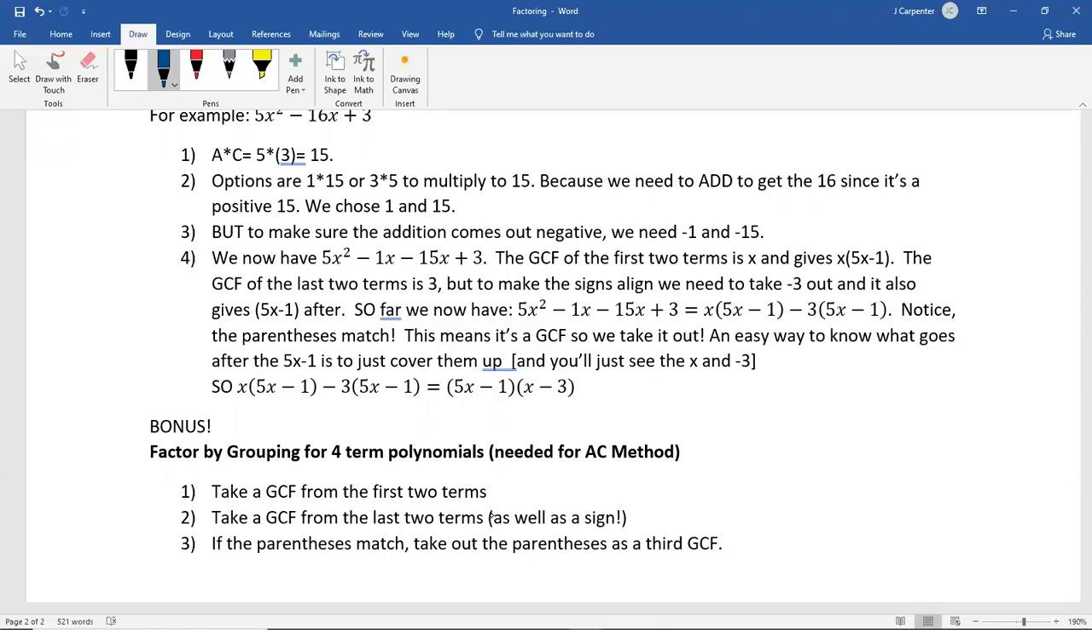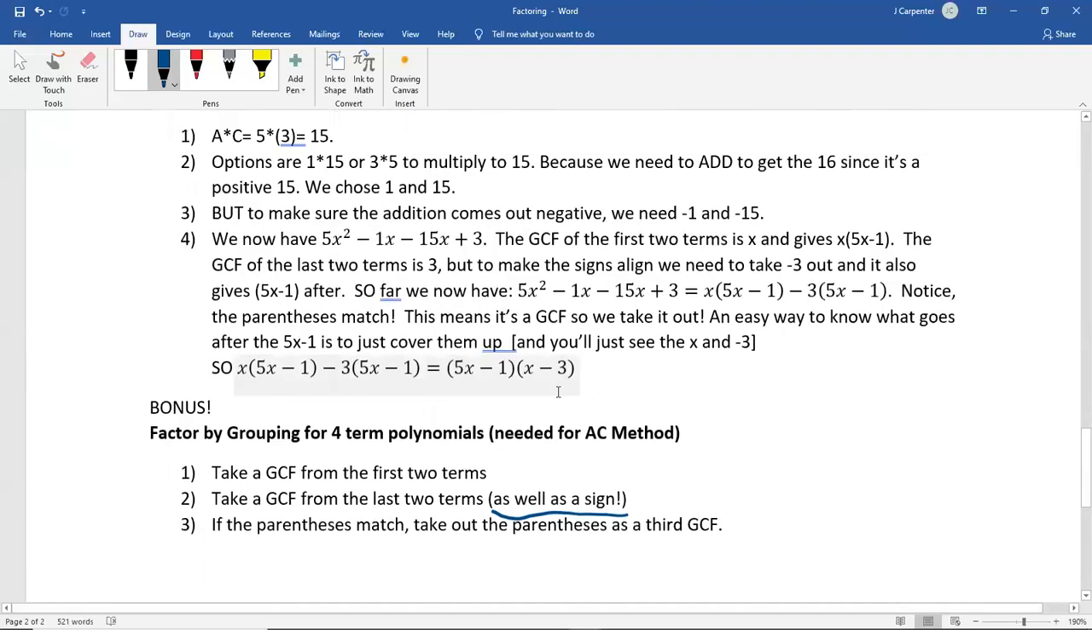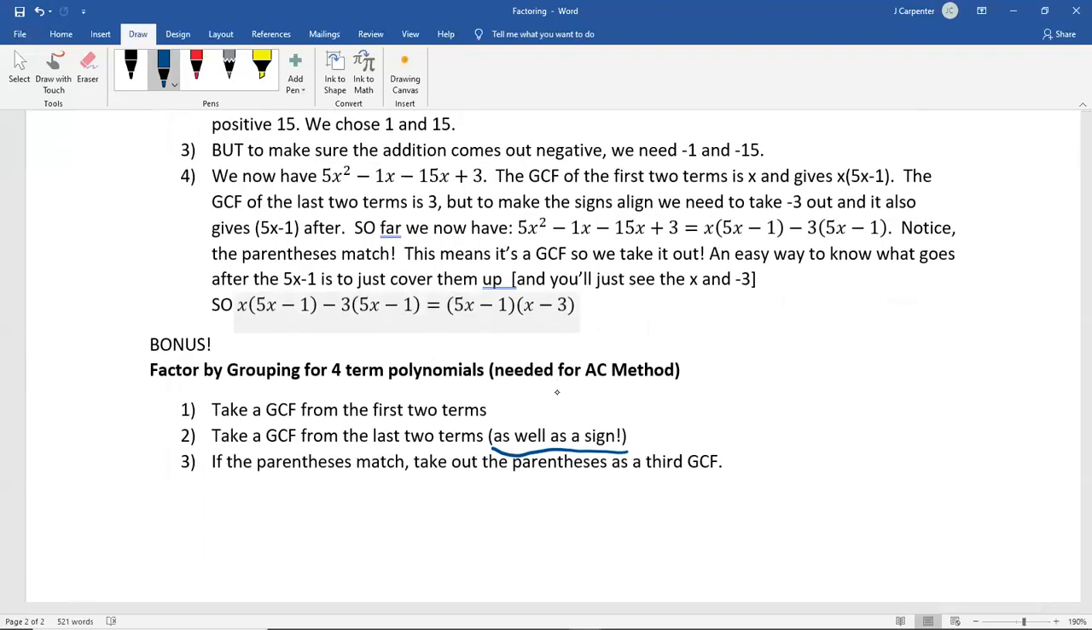Now, with the last 2 terms, you'll also have to take out a sign. You'll have to take out a plus or a minus because it would look wrong otherwise. The reason you don't have to do it for the first part is because there's nothing in front of the first GCF, so you don't have to write a plus. I'm going to give you a super hint that I do not have typed up there. If the parentheses match, which is what you're hoping for, then the parentheses is a 3rd GCF.